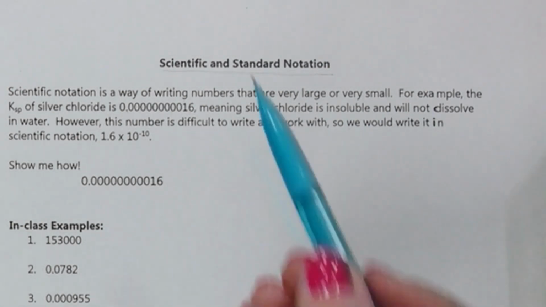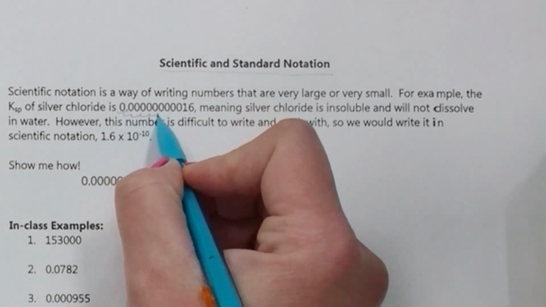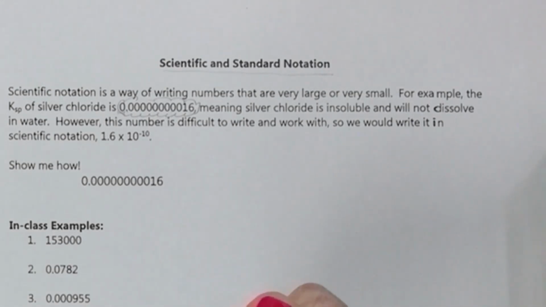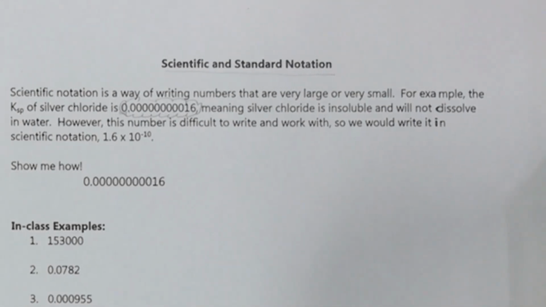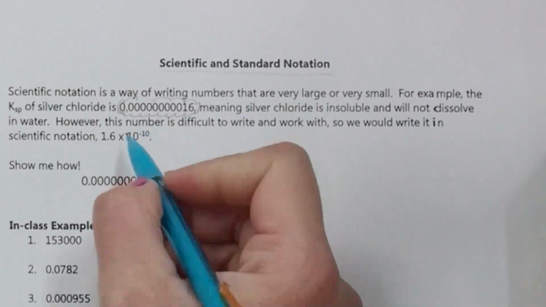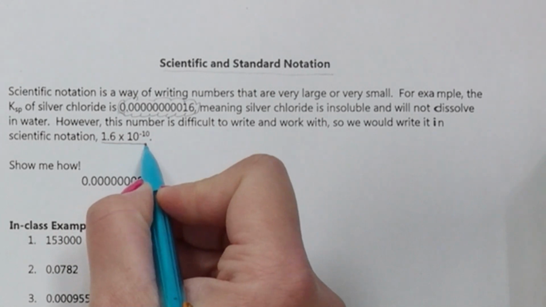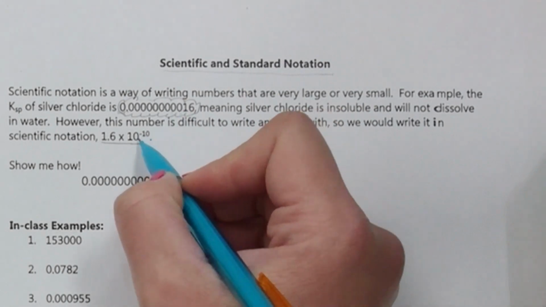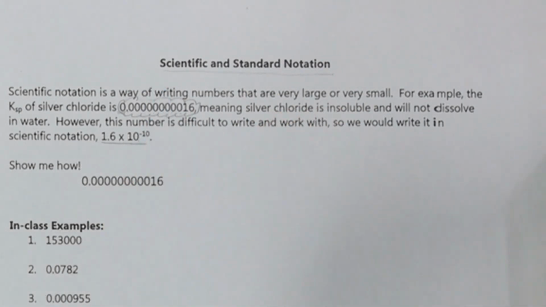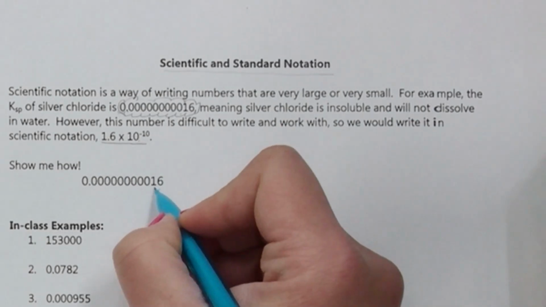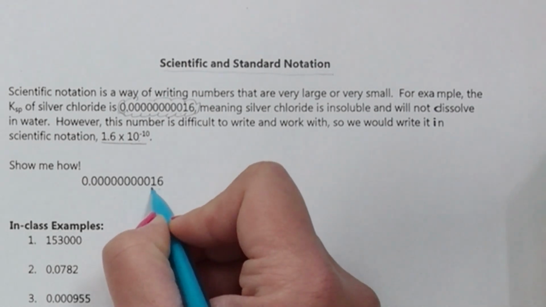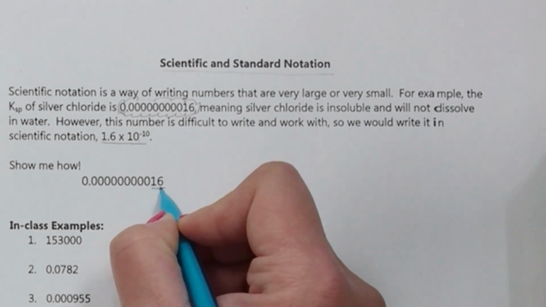However, because this number is so small, this value would be very difficult to write and to work with each time we wanted to use it. So we can put it in scientific notation, where the value would be 1.6 times 10 to the negative 10. So the question for today becomes, how does this value become that value? I've rewritten it down here. To do this, we're going to look for the whole numbers 1 through 9. And you see those values start right here.